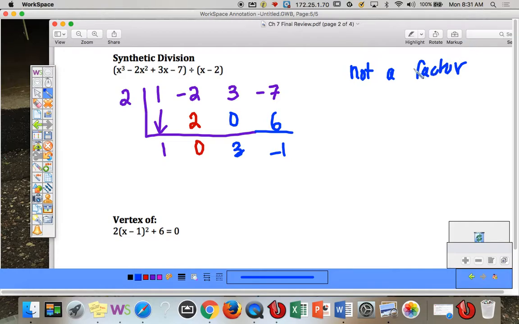And if it's not a factor, you don't have to write it in factored form. If you do want to write it in factored form, remember we dropped this down a power because we divided by x, so this would be x squared plus 0x plus 3, and the remainder is negative 1 over x minus 2. So here's how you could write that out.